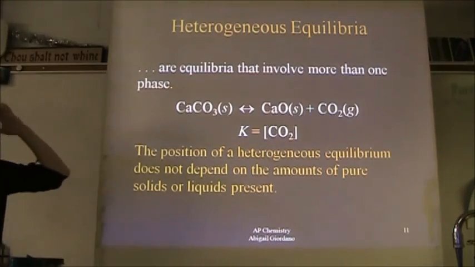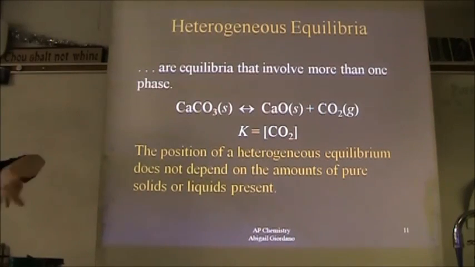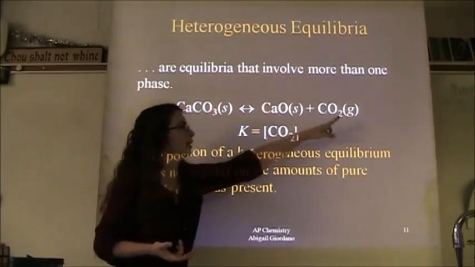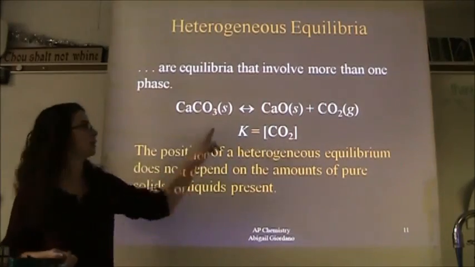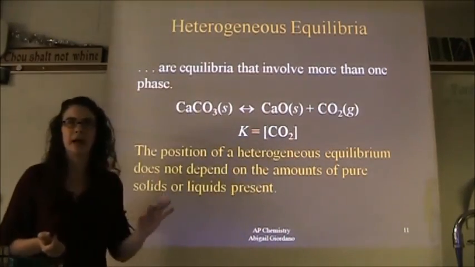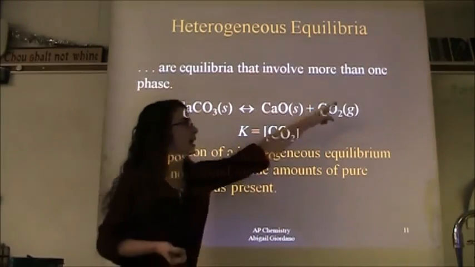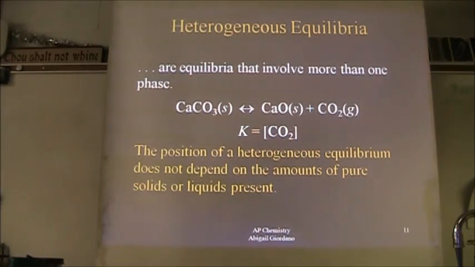Now, heterogeneous equilibria, okay? Think back to when we saw that word before, heterogeneous mixture. Or if that word is used in any context, a group of people is described as being very heterogeneous. What does that mean? What does hetero mean? Different. If your reaction has different states of matter, meaning they're not all the same state of matter, that's a heterogeneous equilibrium. If this was gas, gas, gas, that would be a homogeneous equilibrium.